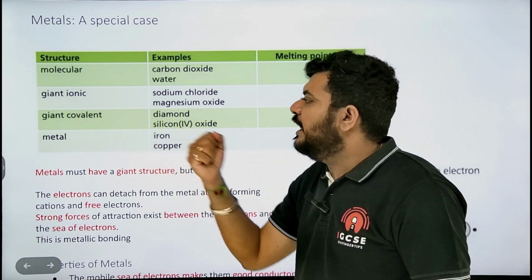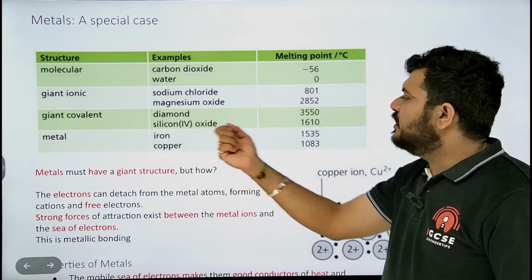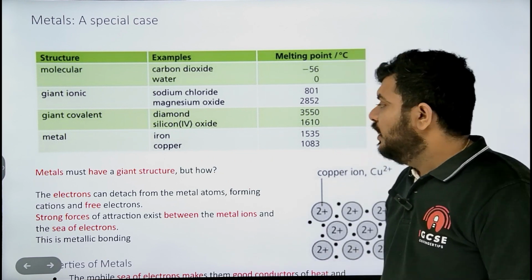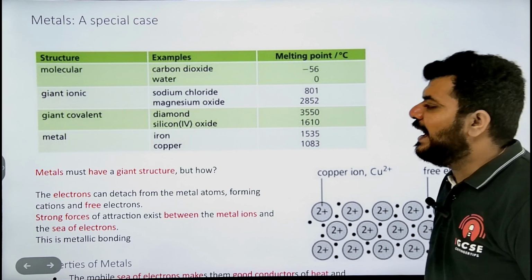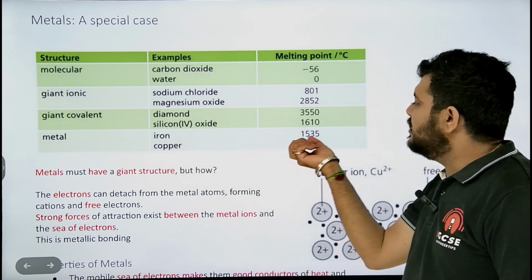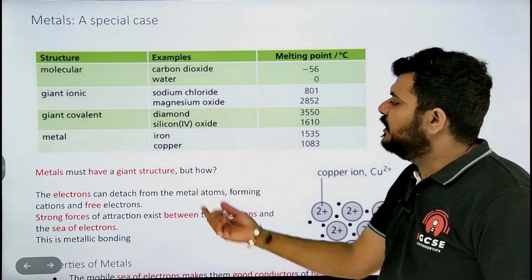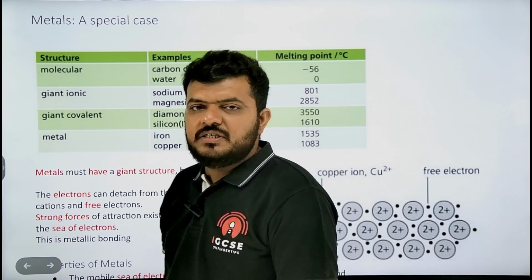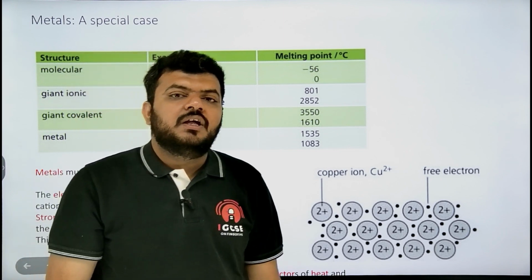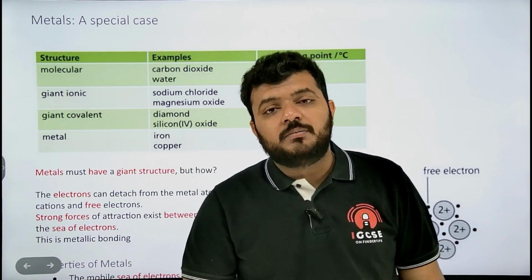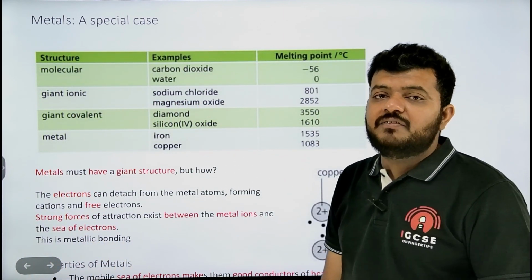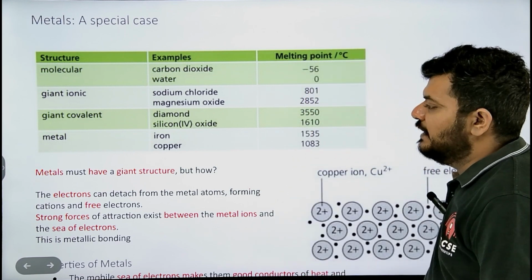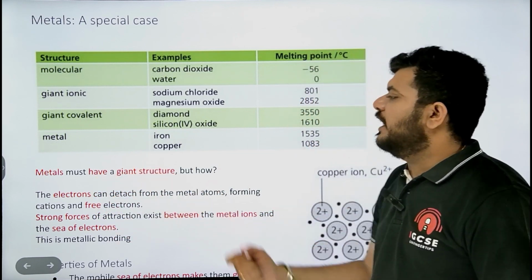Now we just looked at covalent structures, which are diamond and silicon oxide. See, they also have high melting and boiling points. Now, metals also have high melting and boiling points. Iron has a melting point of 1535 degrees Celsius, copper has a melting point of 1083 degrees Celsius. If they have high melting and boiling points, it must mean that they have a giant structure. They are forming some sort of lattice. So metals have a giant structure.